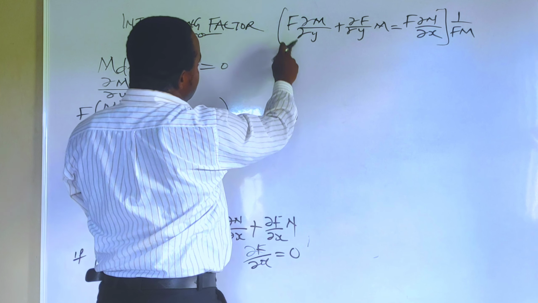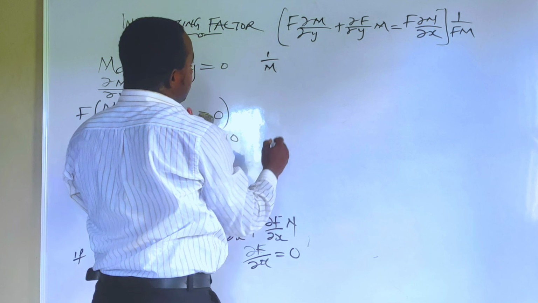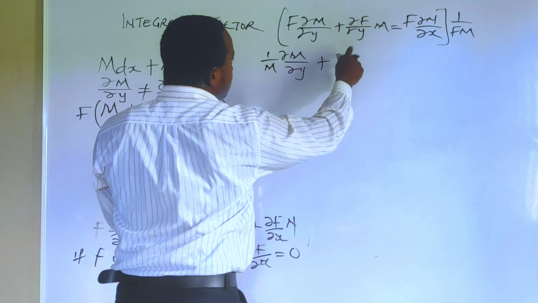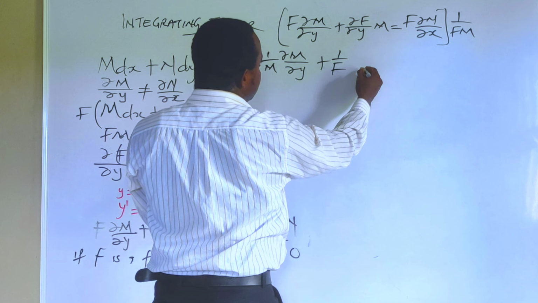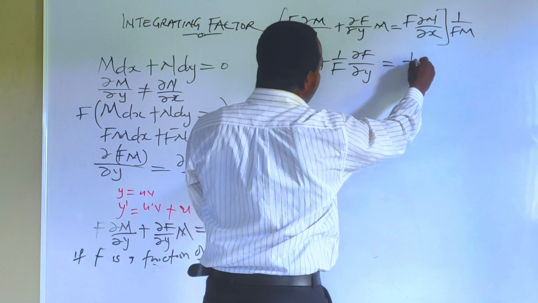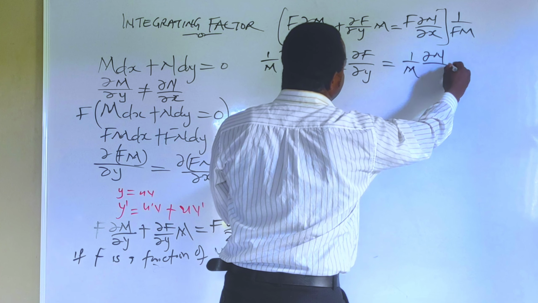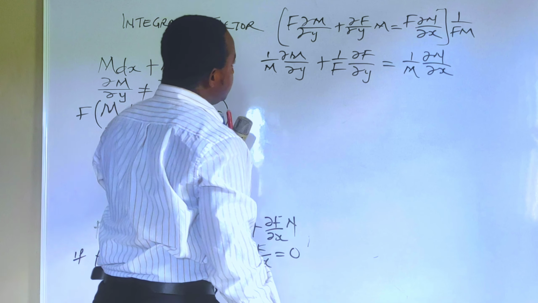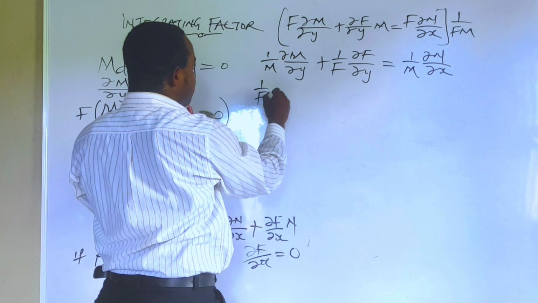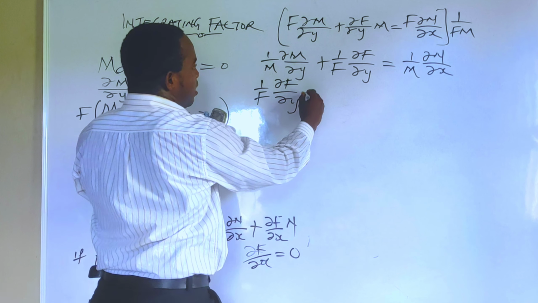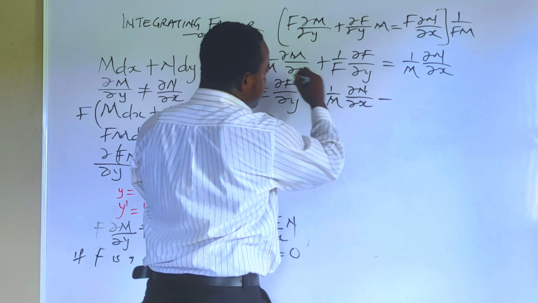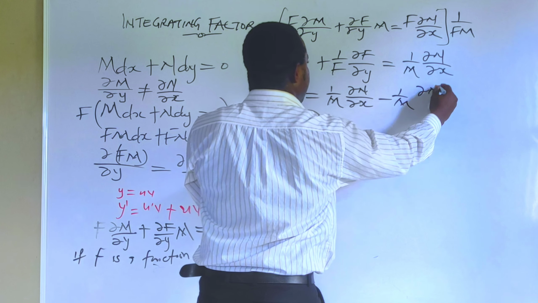Dividing this by fm, this reduces to 1 over m, and you have partial m, partial y. Dividing this by 1 over fm, this reduces to 1 over f, and you have partial f, partial y. And this reduces into 1 over m partial n partial x. So when we take this component to the other side, we have 1 over f partial y equals 1 over m partial n partial x minus 1 over m partial m partial y.